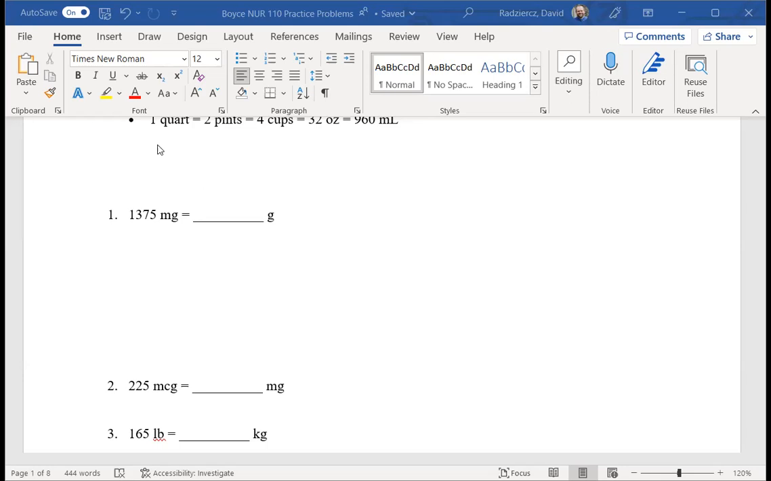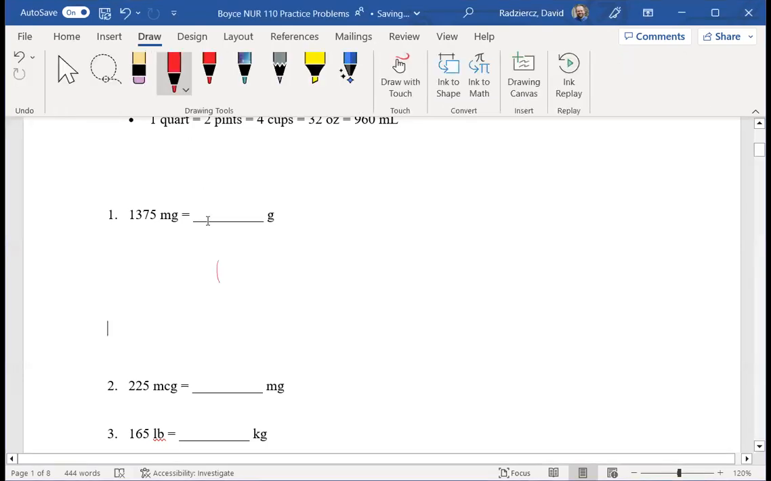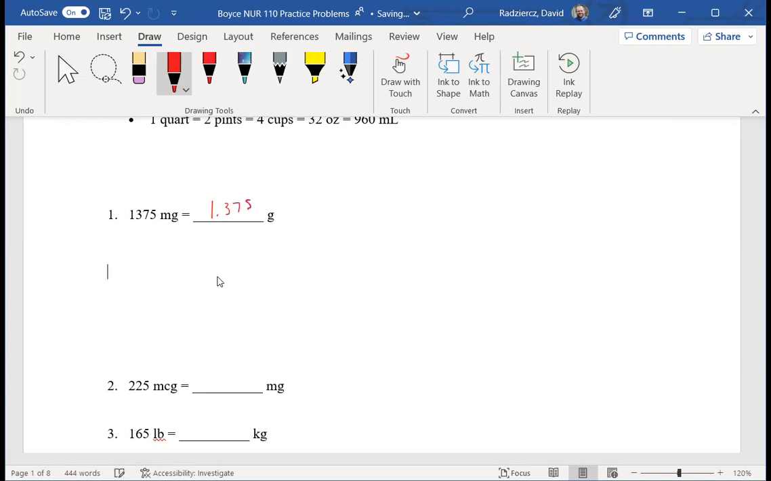When I look at number one, just looking at it, I know the answer is 1.375 grams. I don't have to do anything. I don't even spend much time thinking about that. Now, if you're there, great. But if you're not, let me show you how you can make sure you get it right every time instead of hoping or guessing. So I'm going to take that 1,375 milligrams and put that over 1.